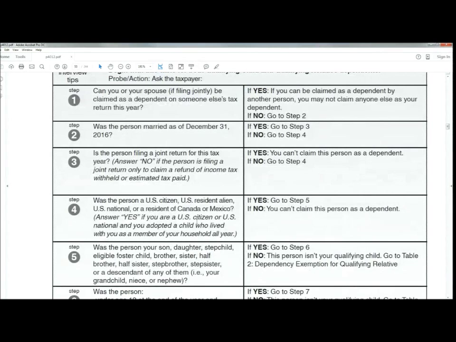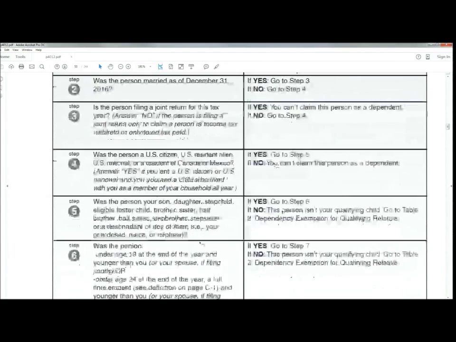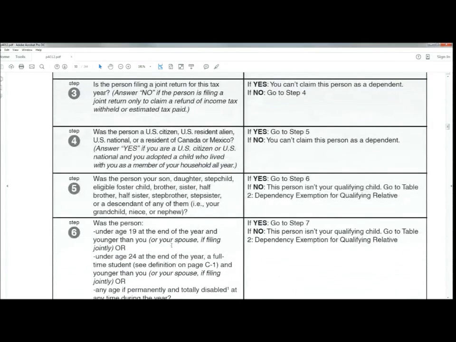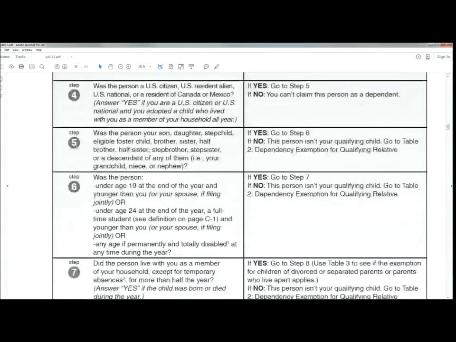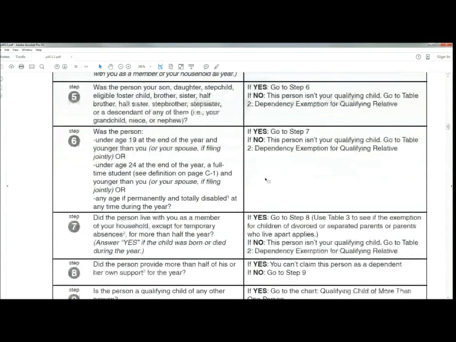Peter, exactly right. Step 2 is, was Peter married? No. Step 4, was Peter a U.S. citizen? Yes. Step 5, was Peter her son? Yes. Step 6, was Peter under age 19? Yes. Did Peter live with Brittany more than half the year? Yes. We're on a roll, aren't we? Did the person provide more than half of their own support? In other words, did Peter provide over half of his own support?